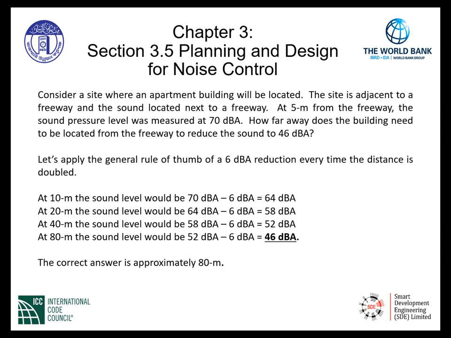At 10 meters, the sound level would be 70 dBA minus 6 dBA, resulting in a sound pressure of 64 dBA. At 20 meters, the sound level would be 64 dBA minus 6 dBA, resulting in 58 dBA. At 40 meters, it would be 58 dBA minus 6 dBA, resulting in 52 dBA. We need one more iteration: at 80 meters away, the sound level would be 52 dBA minus 6 dBA, resulting in 46 dBA. The correct answer is approximately 80 meters, given this rule of thumb.